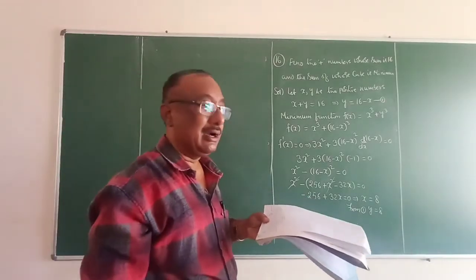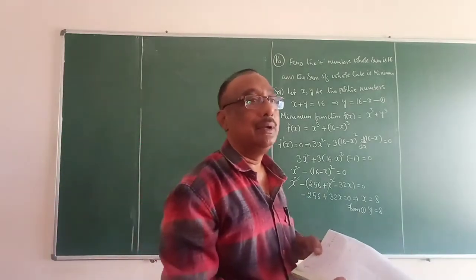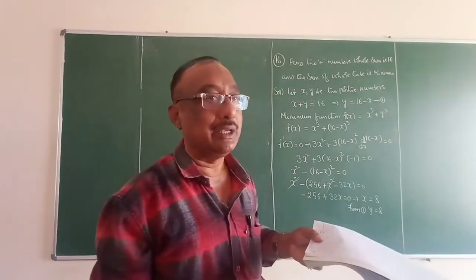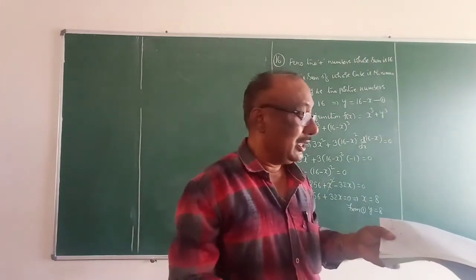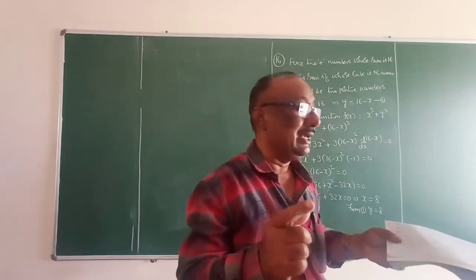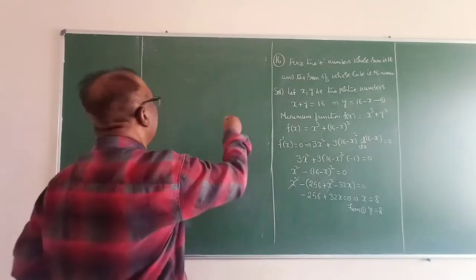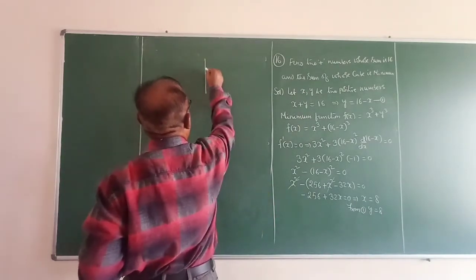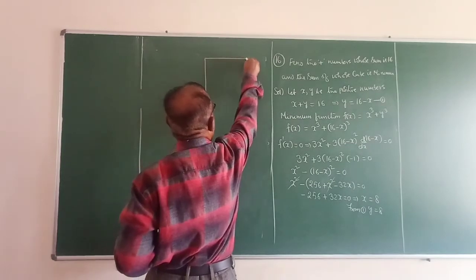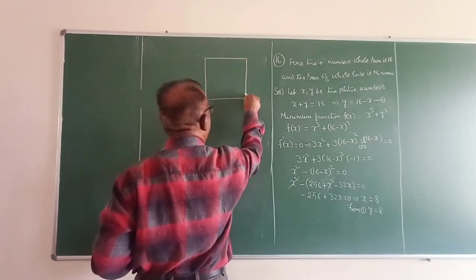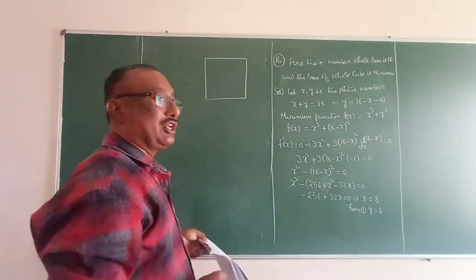I will read, because this is a word problem, and it is very long. See, in our textbooks only: a square piece of tin of side 18 centimeters. Here one tin means one sheet is there, that is, the tin sheet means an iron sheet. It is a square shape.